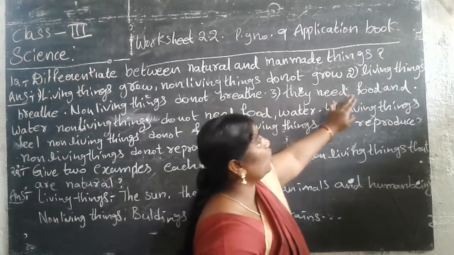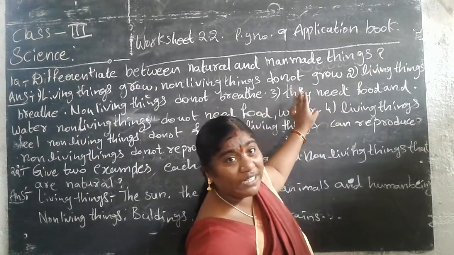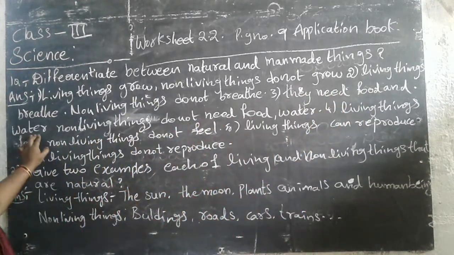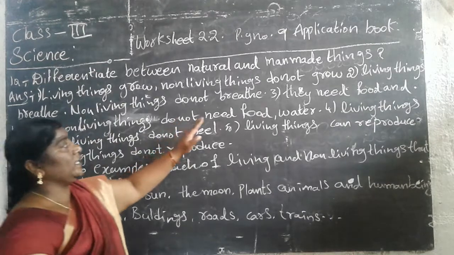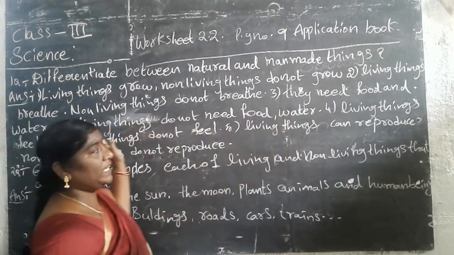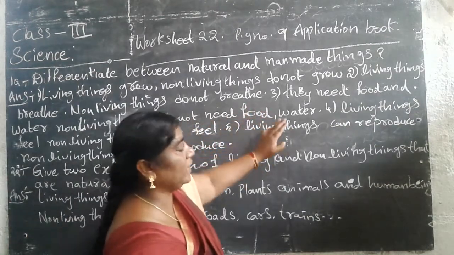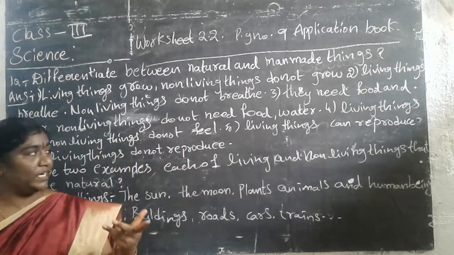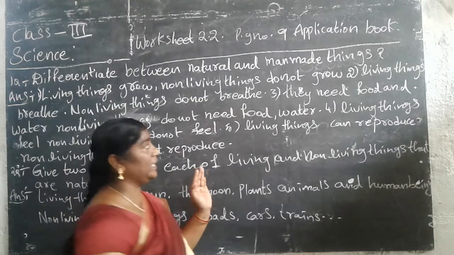Third, they need water. Who needs water? Living things need food and water. Non-living things do not need food and water. Example: bench, toothpaste, fan. Do they need water and food? No, those are man-made things.